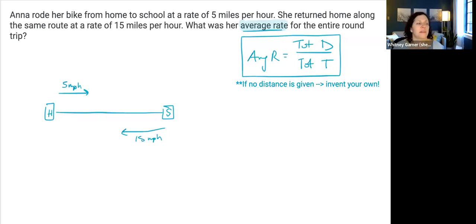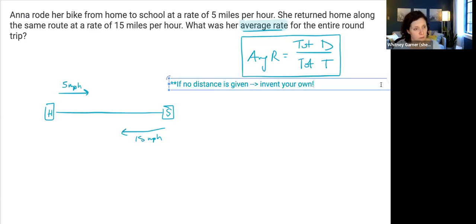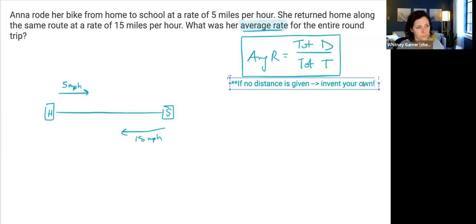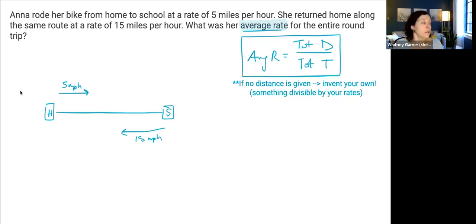So often it's going to be some sort of common denominator, or something that I know is pretty easily divisible by 5 and 15. And so that's the rule here. You want something divisible by your rates. Kind of your good rule of thumb. So let's just call it 30, we'll make the distance 30 miles.